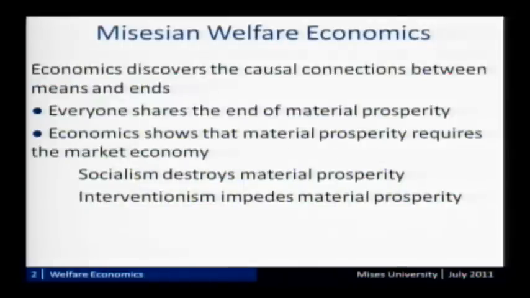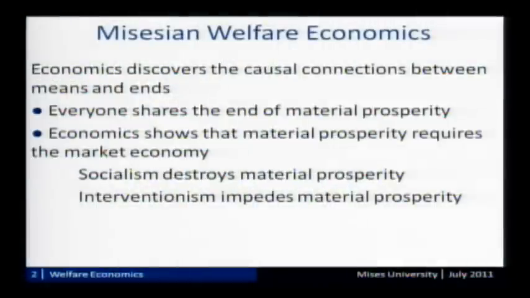So the economist can tell us what means are suitable to attain particular ends. And then Mises says, for any particular end that someone would select, the role of the economist would be to say, look, these are the suitable means by which that end could be attained. That would be the role of the economist, qua economist.